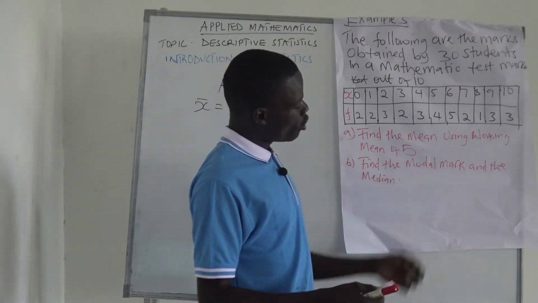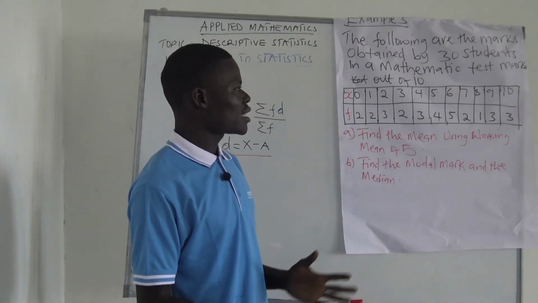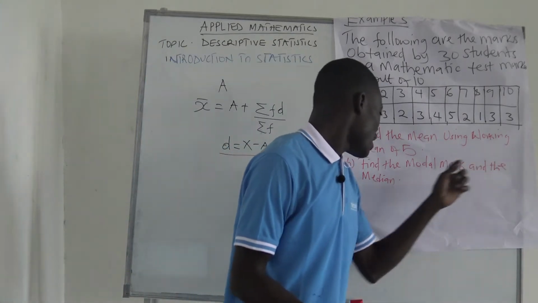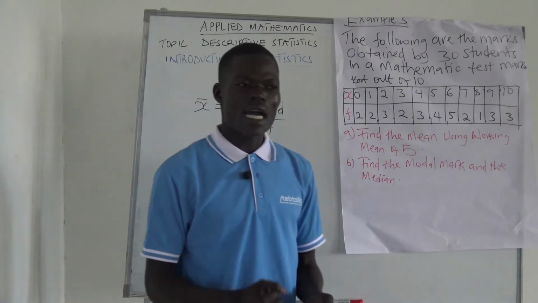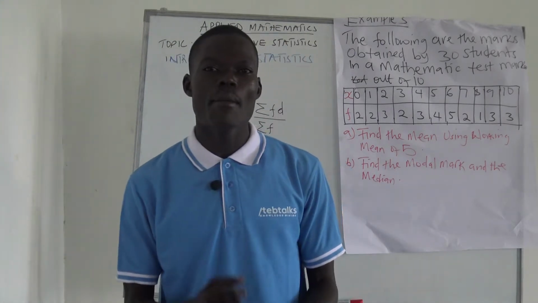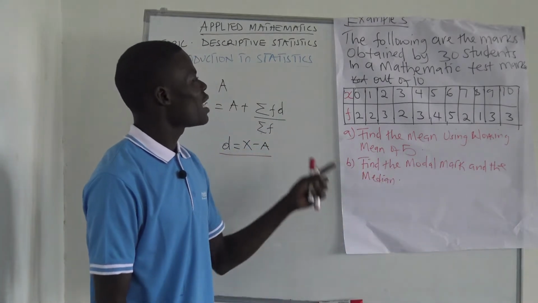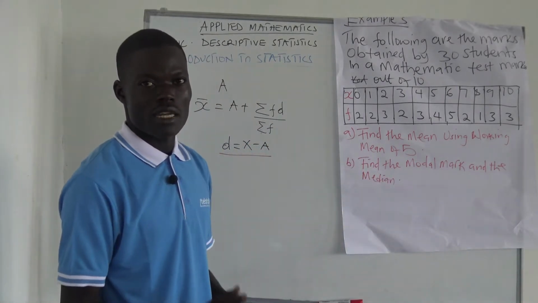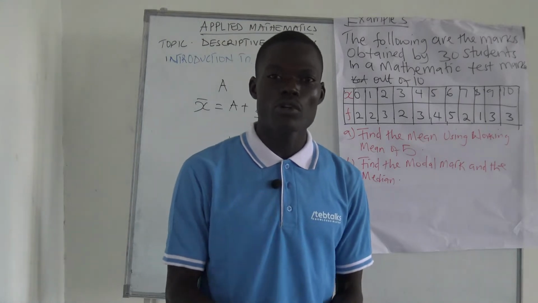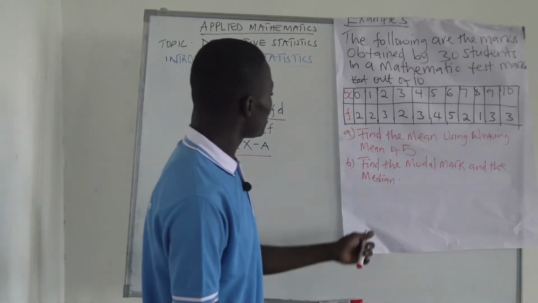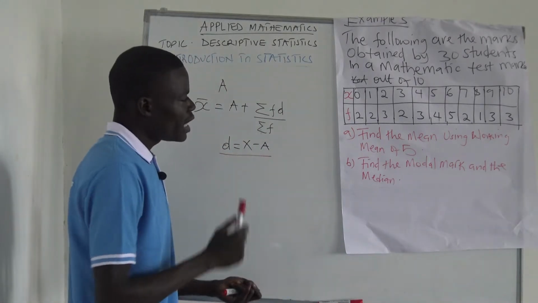Now here we want the modal mark. The modal mark is just the value with the highest frequency. That one has no problem. And then the median mark: if you are asked to get the median mark, you must have what we call the cumulative frequency. If you have cumulative frequency, you are good to go. So cumulative frequency must be included.